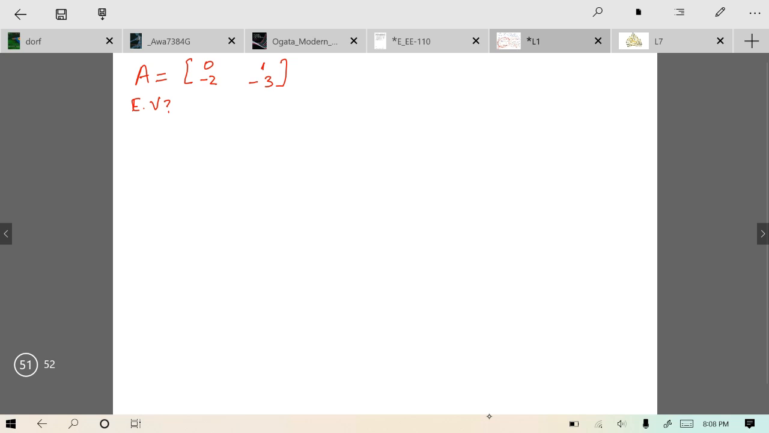Eigenvalues are, by the way, the determinant of sI minus A. So what is sI? It is [s 0; 0 s], minus what is A? [0 1; -2 -3], is equal to [s-0, -1; 2, s+3]. This is sI minus A.